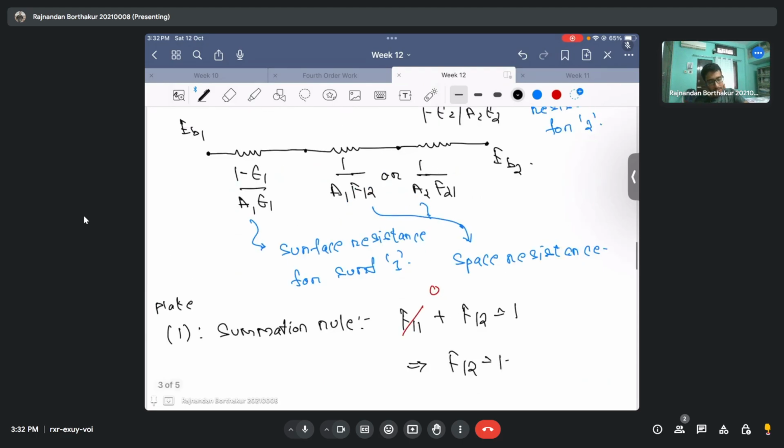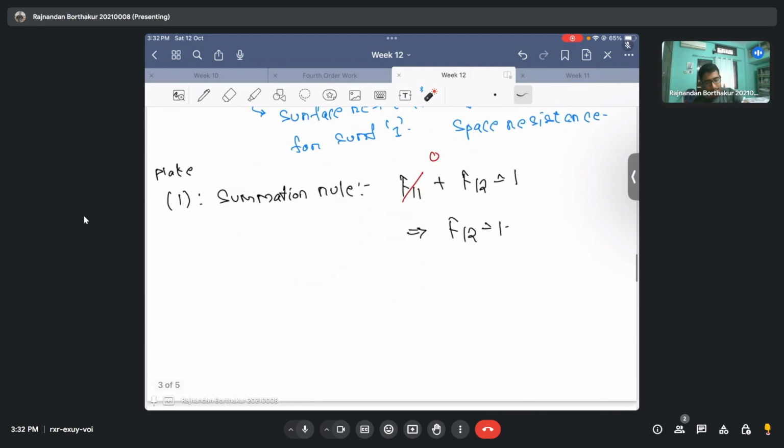So if you use F12 here, you need to find out this F12. If you use F21, you can also say that your F21 is basically equal to 1. Which means, if I now write my net radiation exchange, that is Q12, this is also equal to Q21, or it can be minus of Q21. That depends on whether you are writing EB1 minus EB2 or EB2 minus EB1. It is the sign that needs to be taken care of. But in magnitudes, Q12 will be equal to Q21 for this case.